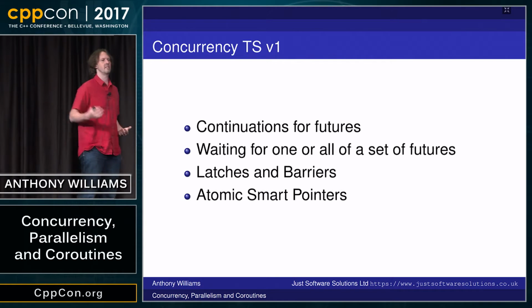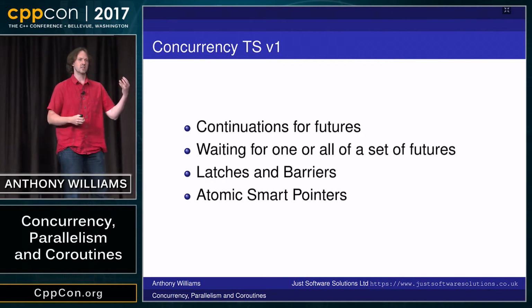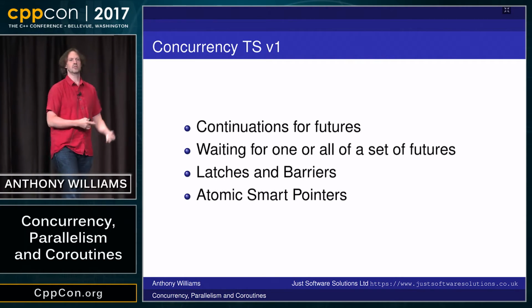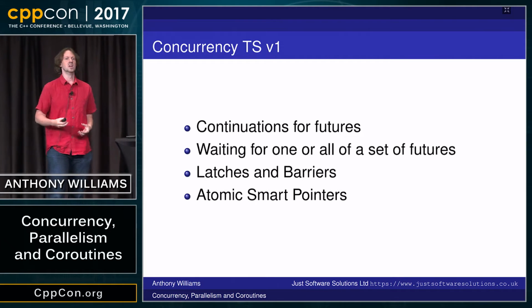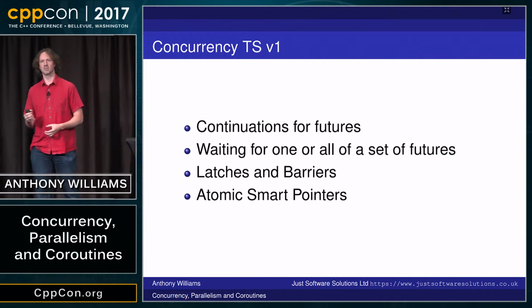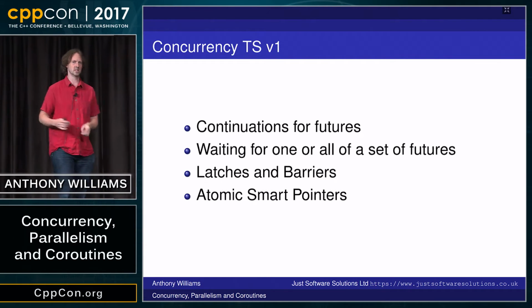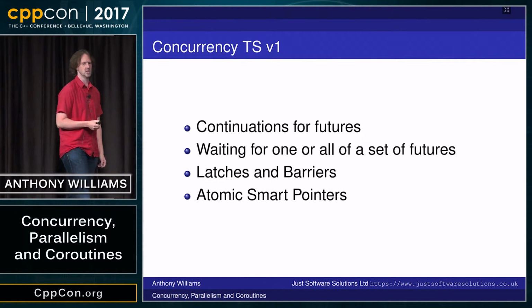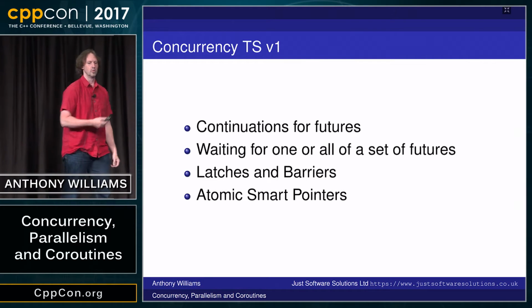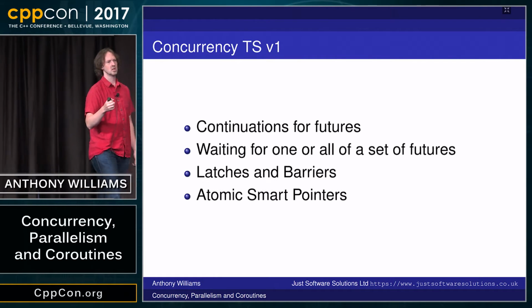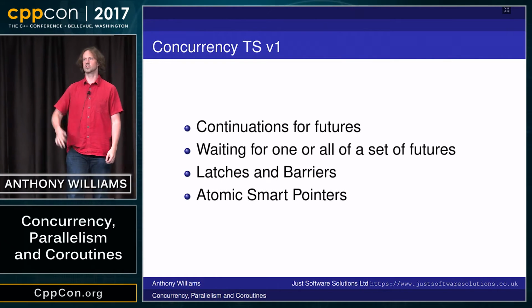Now, the latches and barriers are actually now being targeted, hopefully, for C++20. They've been pulled out of the Coroutines TS, and the committee has said, yeah, we like these pretty much as is. There might be a few minor tweaks, so they're going ahead with C++20. We've also got atomic smart pointers, so atomic shared pointer and atomic weak pointer.